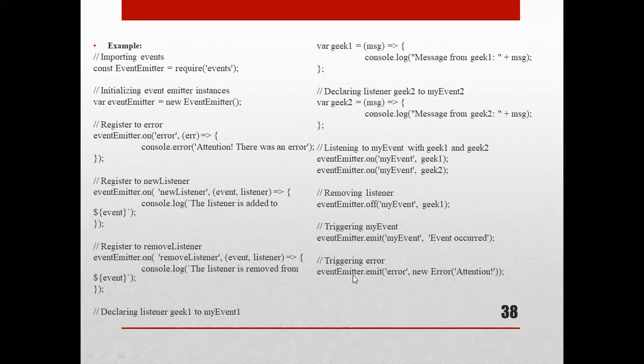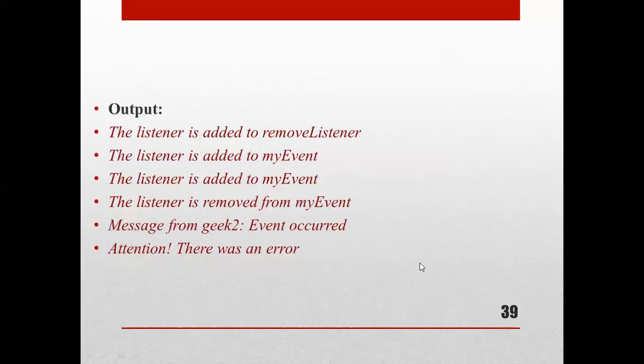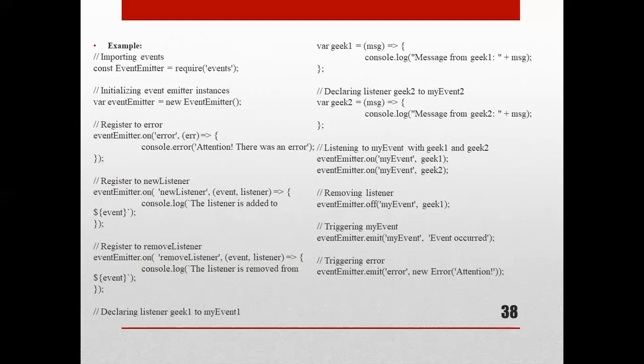Then we are going to trigger the error, like eventEmitter.emit, then the event name is error. Here the event name is error and that is a new error, attention, we are going to give another message. So after executing this, what will be the output? First it will print the listener is added to remove listener. Here the listener is added to remove the listener.